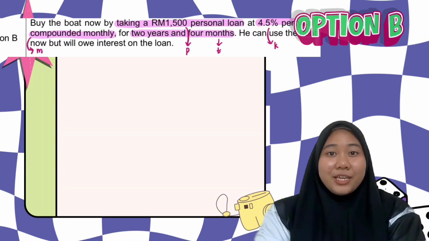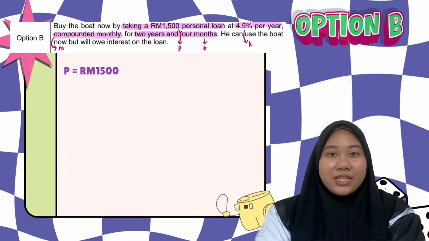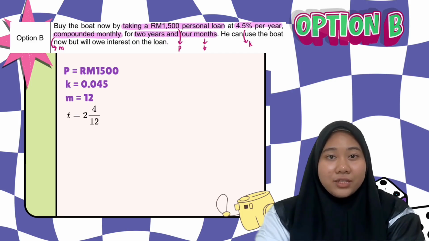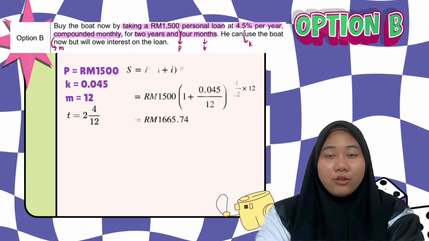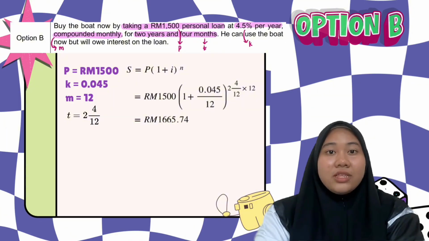For option B, the keywords that we can gain are P equal to 1,500 ringgit, I which is 4.5% converted into decimal, N equal to 12 which is compounded monthly, and lastly T equal to 2 years and 4 months. For this question, we need to find the interest to be charged, but before that, we need to find S from S equal to P times 1 plus I to the power of N. Substitute all the keywords into the formula so you can get the matured value is 1,665 ringgit and 74 cents.